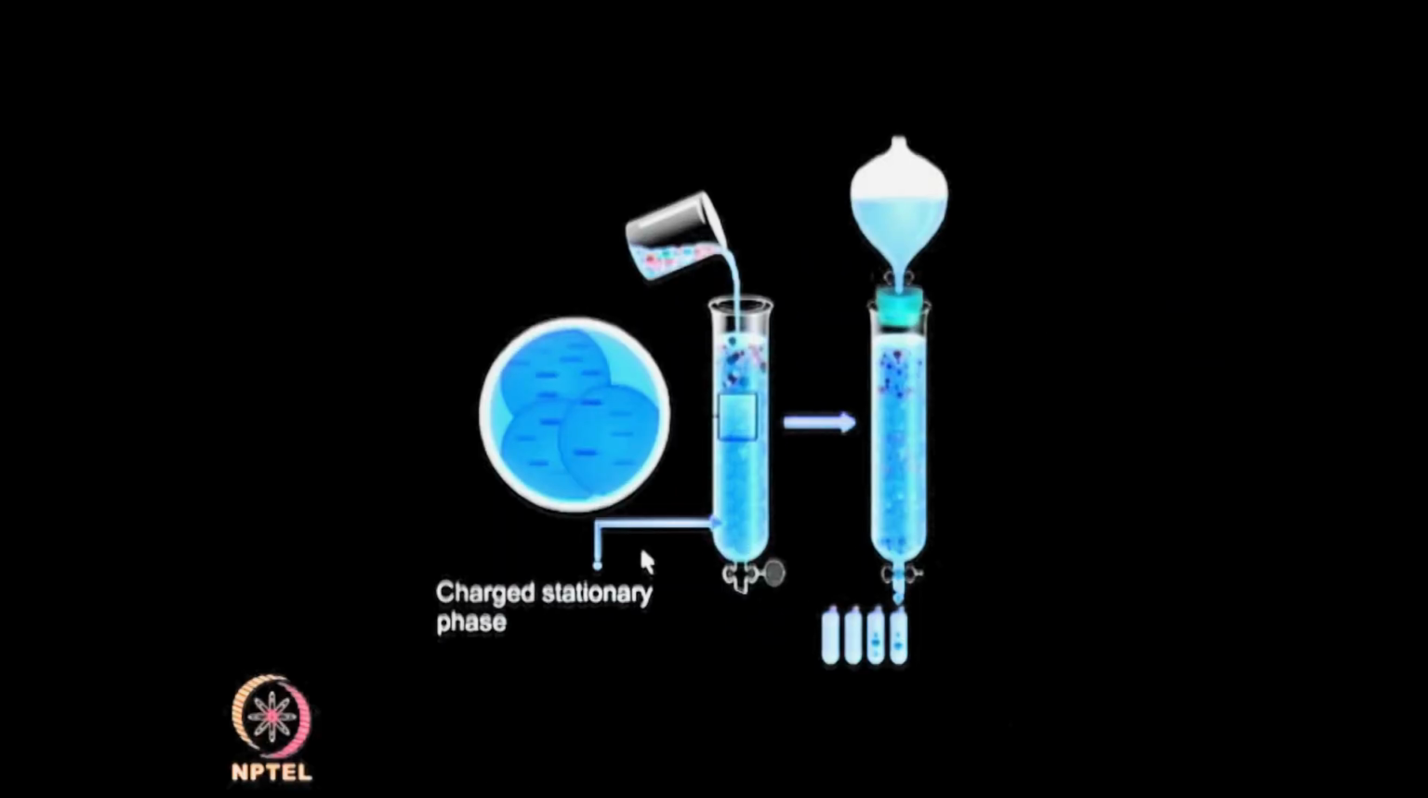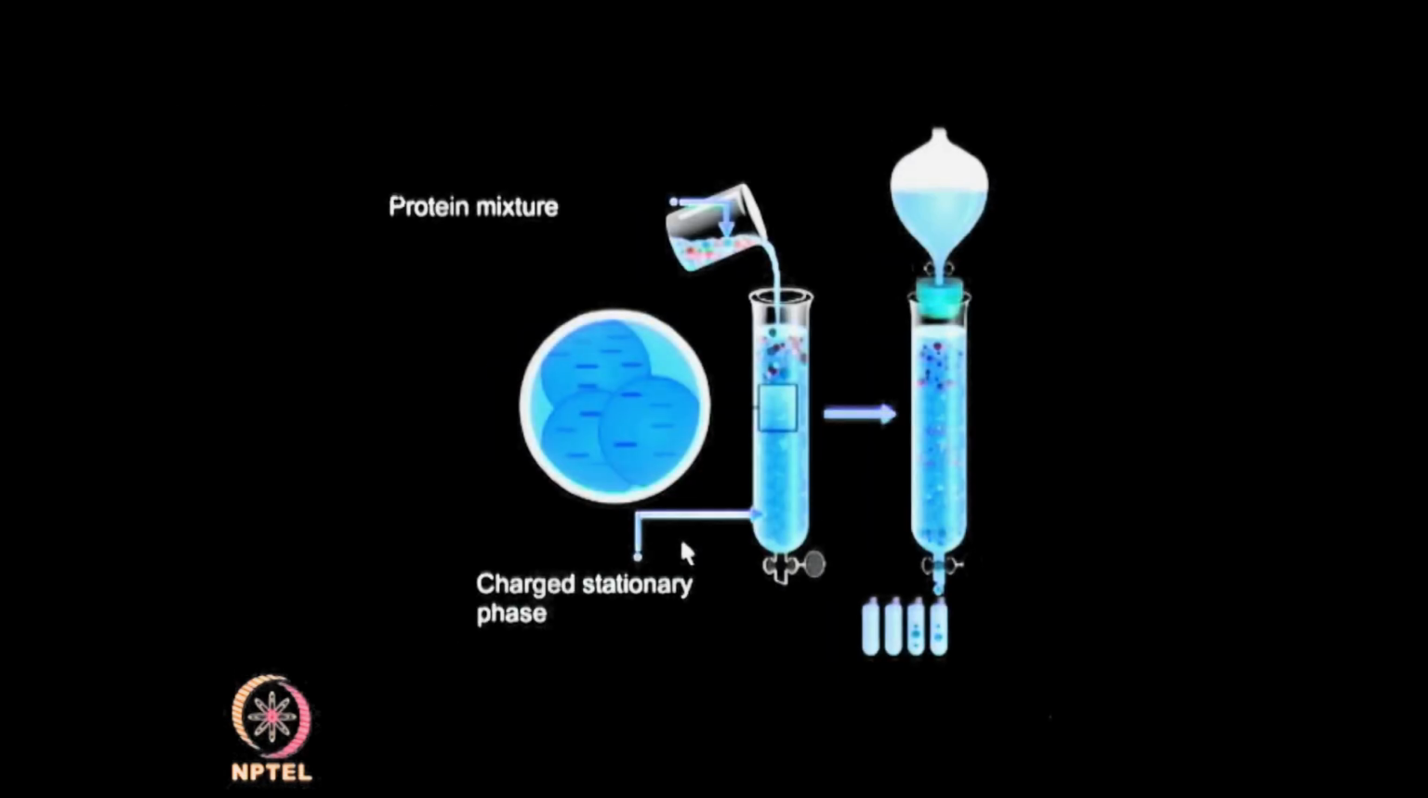The charged stationary phase. The column stationary phase consists of a positively or negatively charged polymeric matrix which will bind molecules of the opposite charge. Commonly used ion exchangers include negatively charged carboxymethyl cellulose or CM cellulose, which is a cation exchanger, and positively charged DEAE cellulose, which is an anion exchanger.